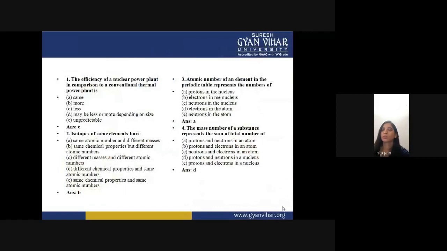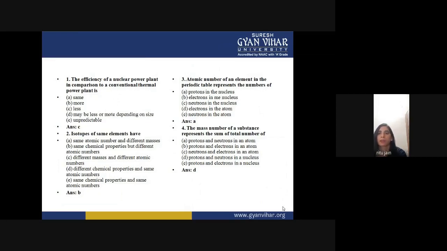Now we come to some MCQs based on this lecture. They will help you understand this lecture more. Our first question is: the efficiency of a nuclear power plant in comparison to a conventional thermal power plant is? The efficiency of a nuclear power plant compared to a conventional thermal power plant is less, because it requires more safety as compared to a thermal power plant.